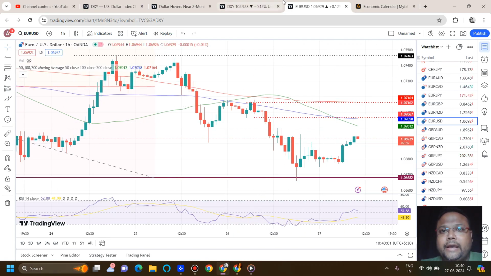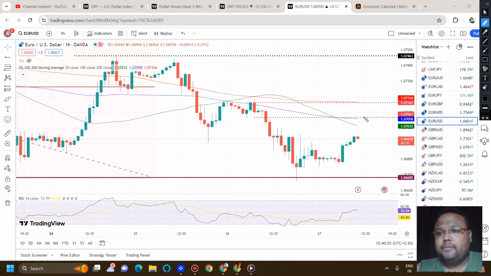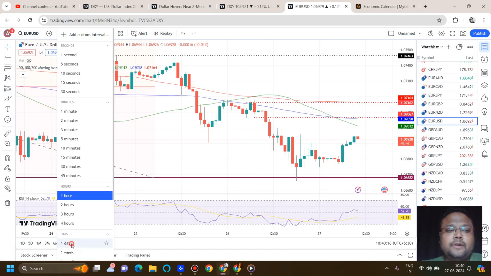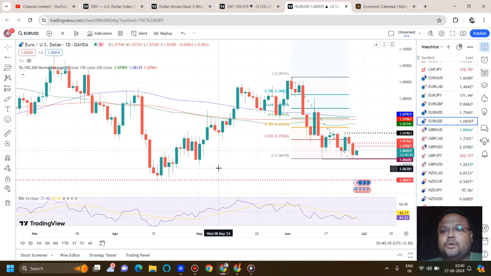But one more thing I would like to add here is that you can see I'm on the hourly time frame. We also have the 50 moving average here. So if you see the market reversing from the 50 moving average, you can also take a sell from there if the market shows strong price rejection from above. Now let's go to the daily chart.